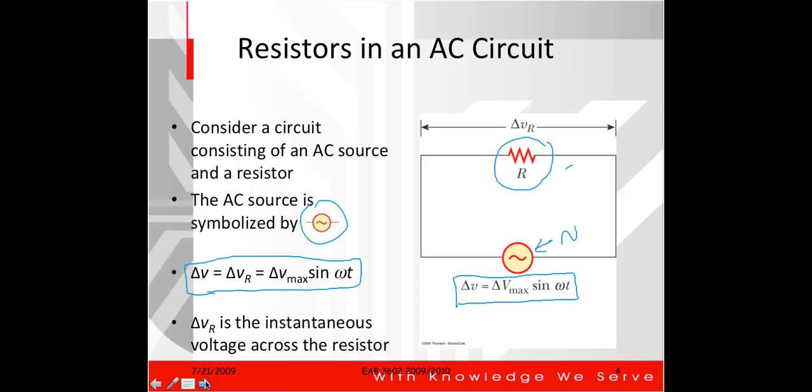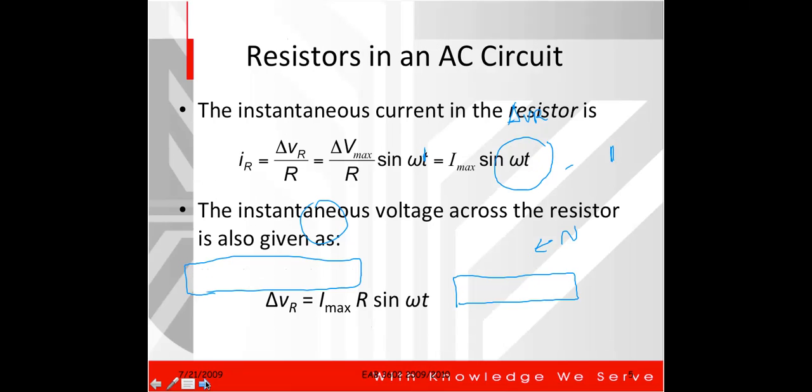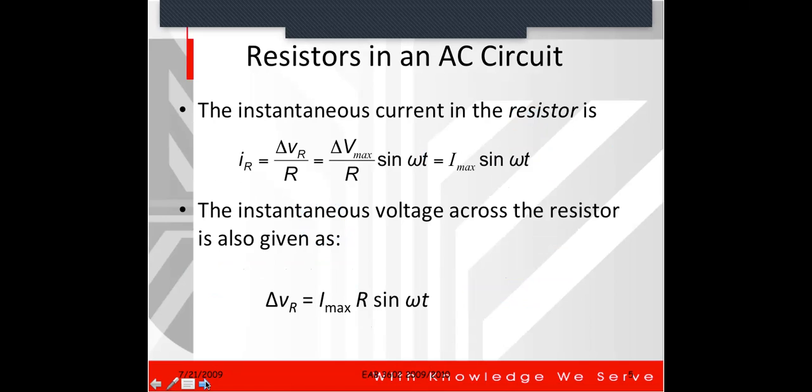The AC source is symbolized by this, and then the instantaneous voltage is by this equation. So the instantaneous voltage across the resistor, delta VR, is the voltage across the resistor kat sini. Okay, let's do some calculation. Sekarang kita nak cari macam mana nak cari current yang melalui circuit tadi. Circuit tadi hanya ada AC source, lepas tu dia ada resistor. So how do we calculate the current inside the circuit? So kita guna Ohm's law.